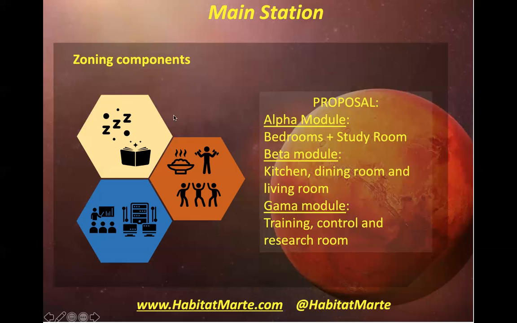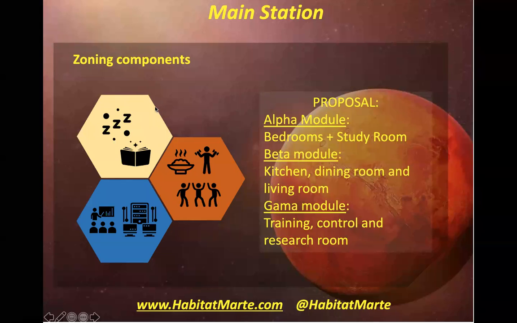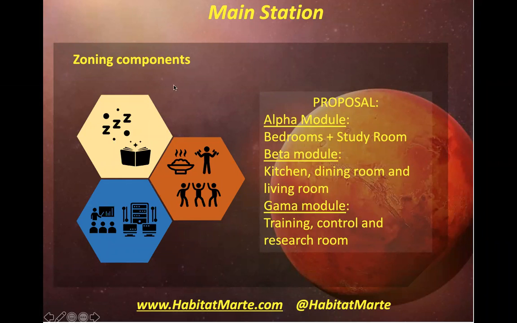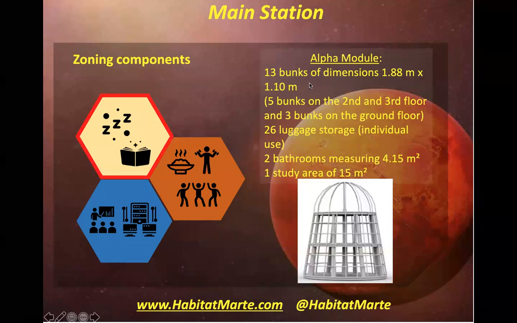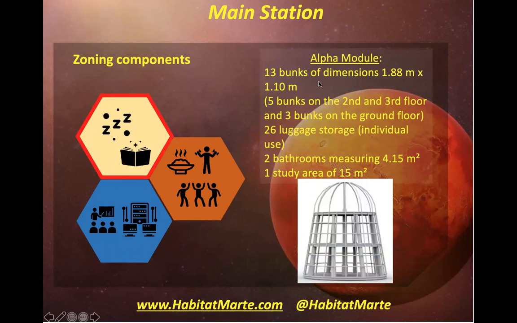If you remember our proposition in the beginning, we imagine that each model like this will present three levels, like this, three levels. In the alpha model, the first one, we imagine 13 bunks for 26 astronauts. Then 5 bunks in the second and third floor, and 3 bunks in the ground floor. Also 26 luggage storage, 2 bathrooms, and 1 study area.